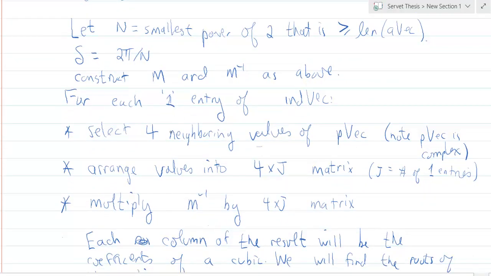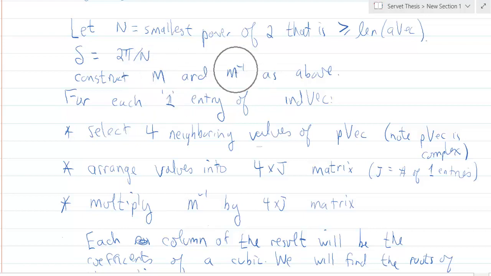We'll let n be the smallest power of 2 that's greater than or equal to the length of AVEC. Now this is already in the code, but I just want to define this n. So we have delta is equal to 2 pi over n. So delta is actually the rotation angle between successive points.